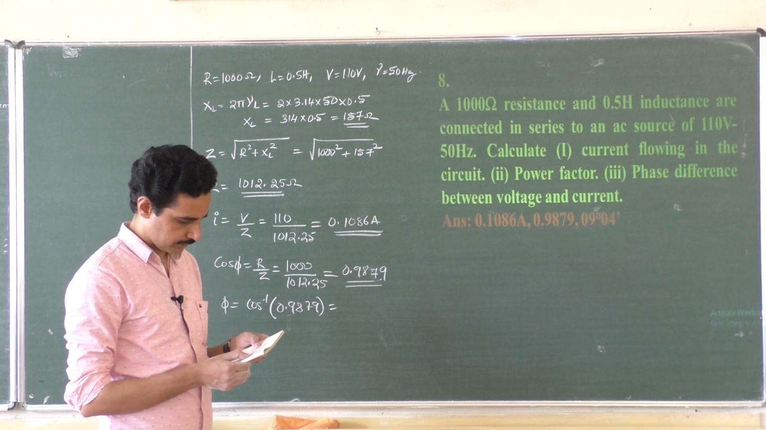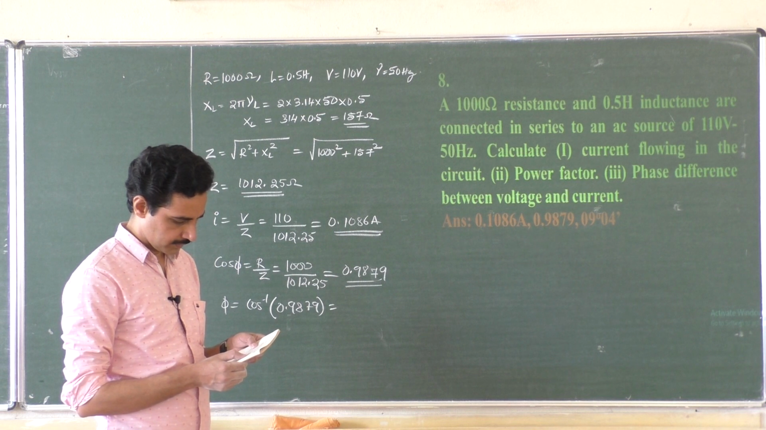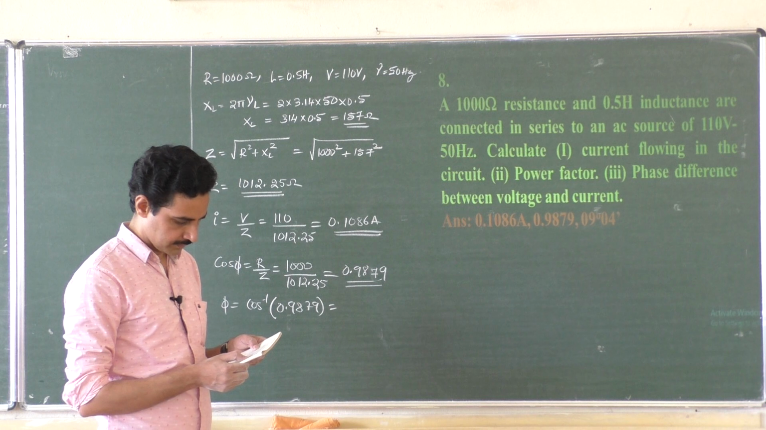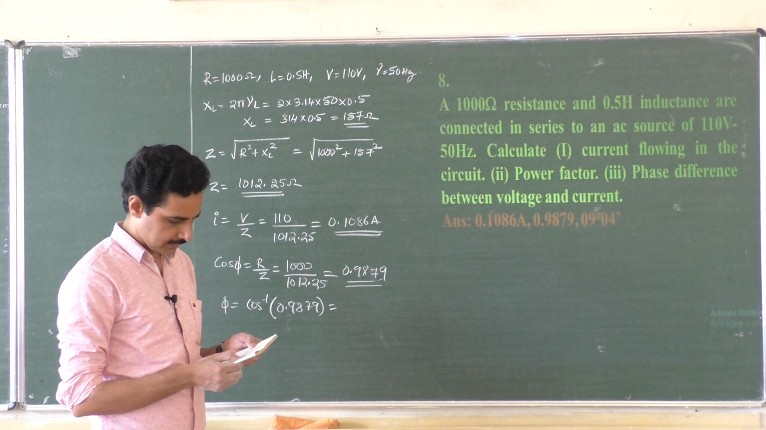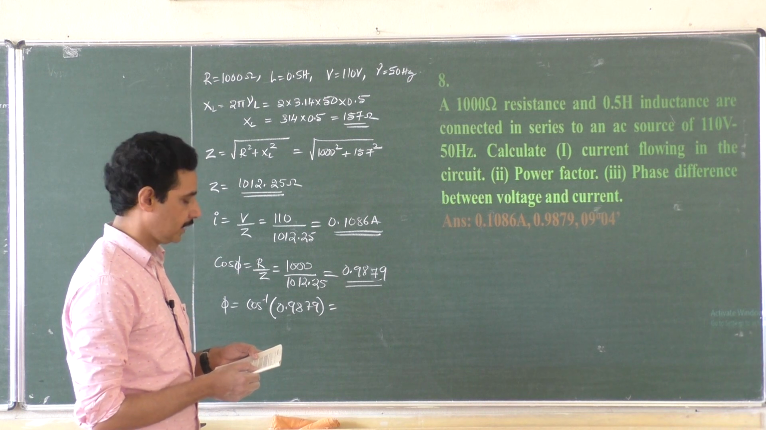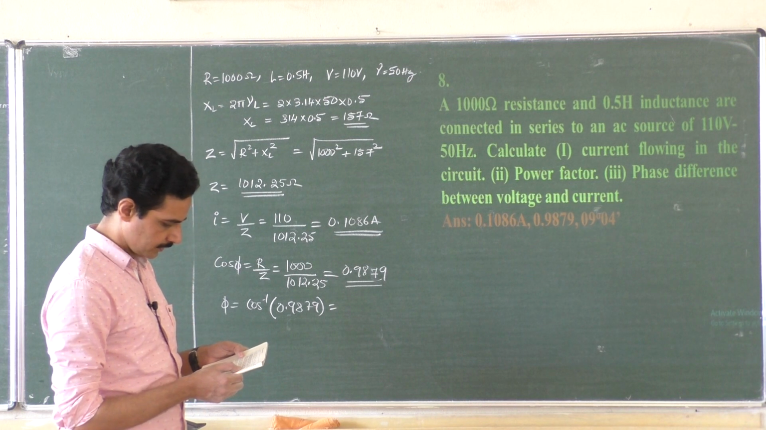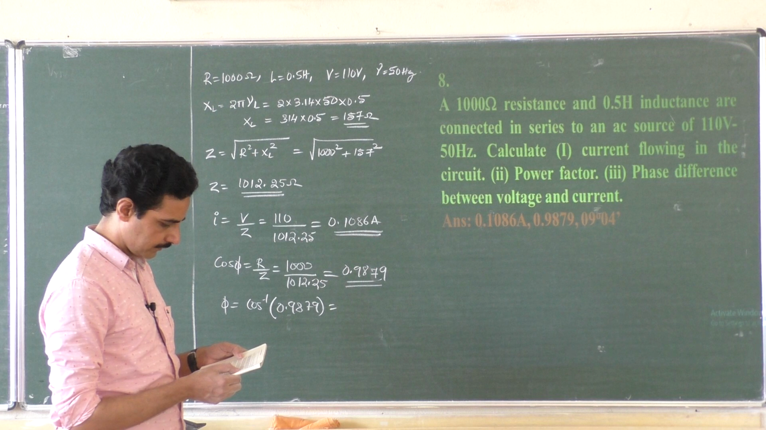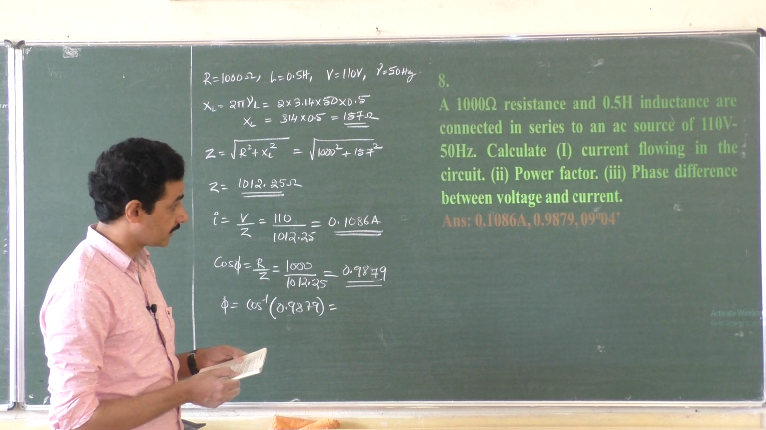I have 0.9871, I have 0.9880. That is 9 degree, 9.9 degree, 9 degree 4 minutes. Okay, 9.9 degree I have. It's 54 minutes actually, not 04.